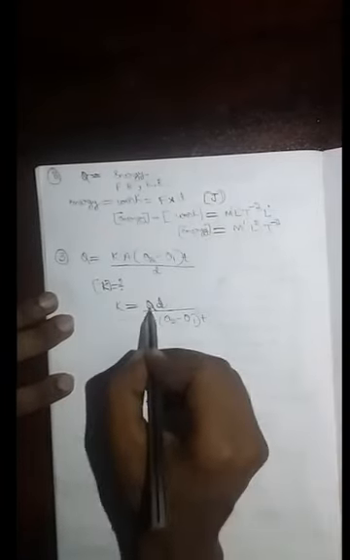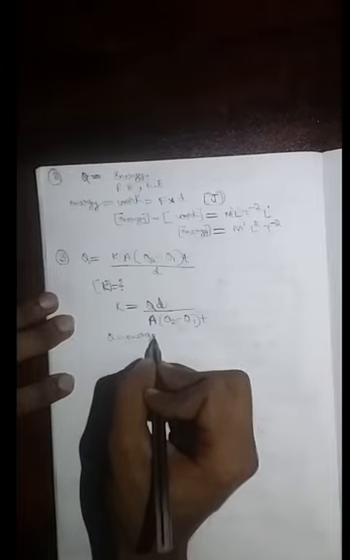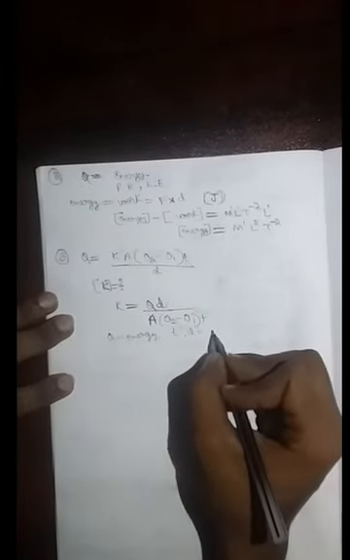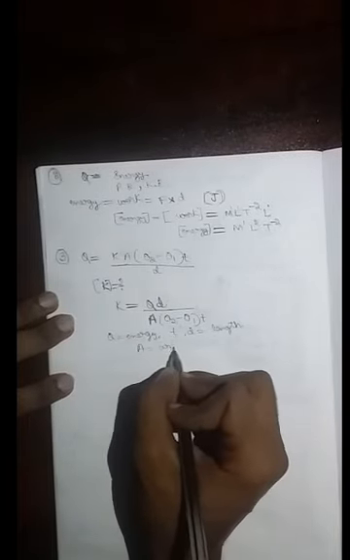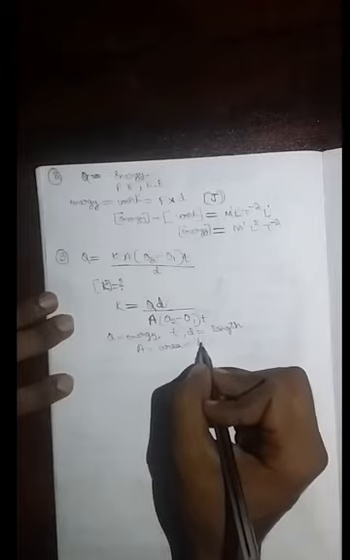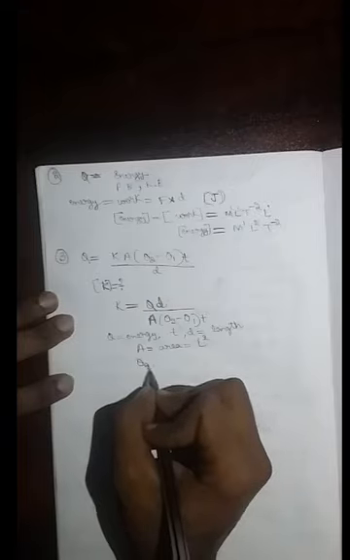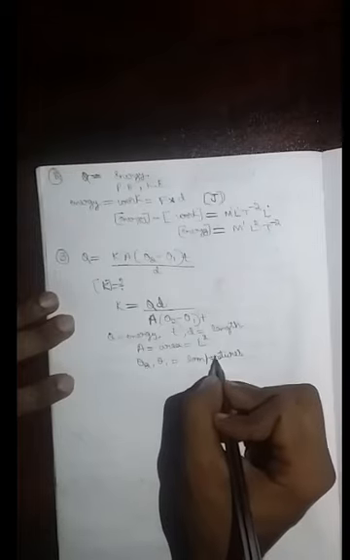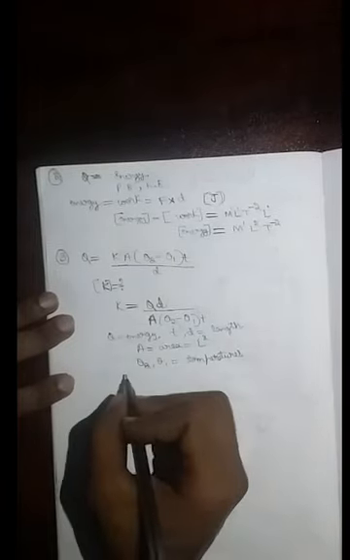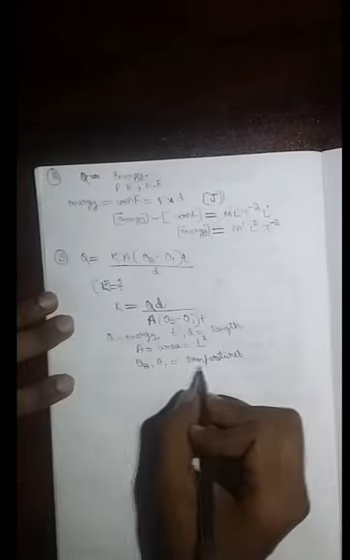Q is energy, t and d are length, and A is the area, which is length squared, and theta 2 and theta 1 are the temperatures. So we know all the dimensional equations of all the quantities given here. So we can start finding the dimensional equation of k.